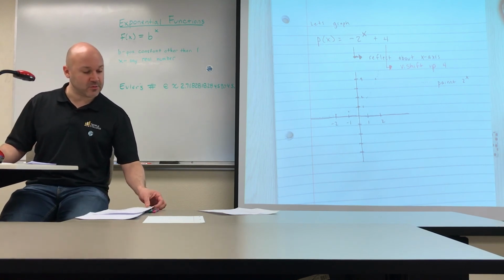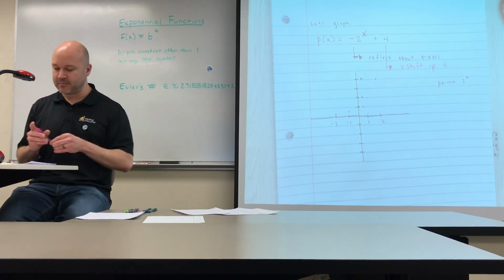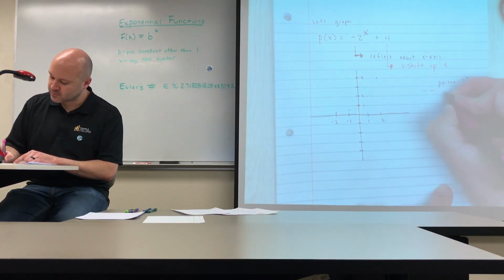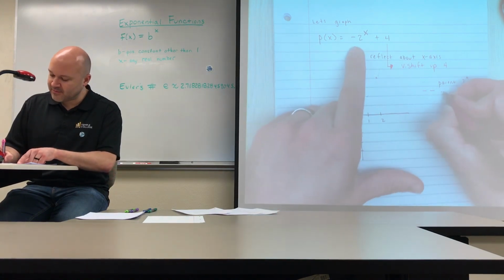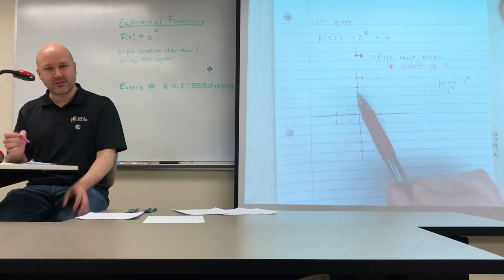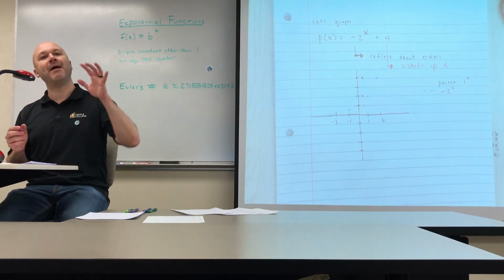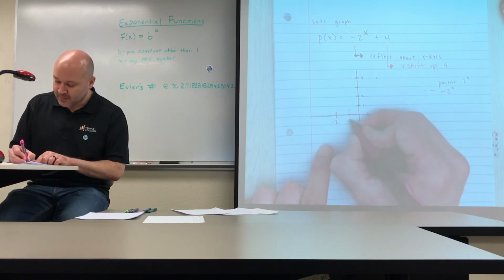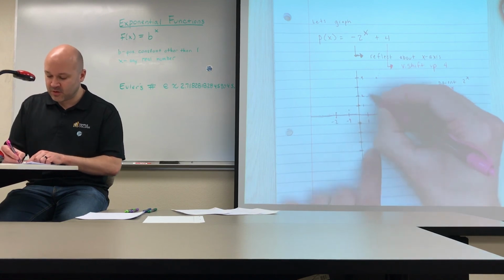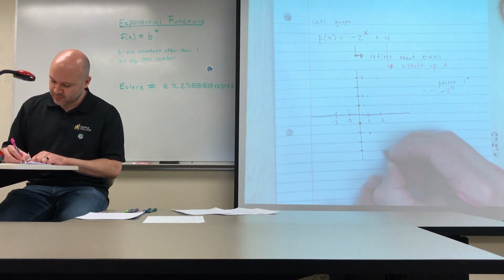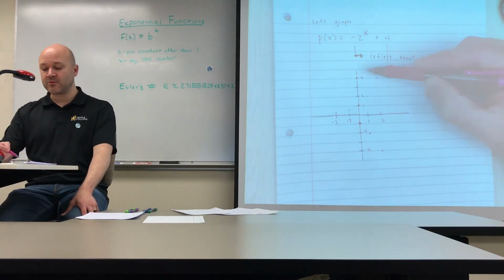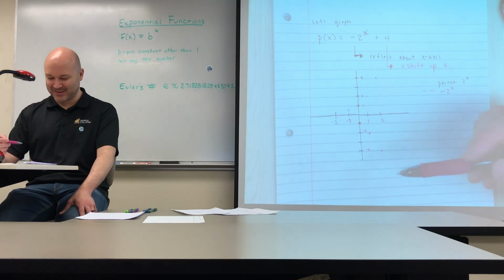Now, I'm going to apply a transformation. I'll just do one at a time. I think I'll take care of this reflection. So I'm going to graph negative 2 to the x power, and that's simply going to reflect those 5 points that I've got listed about the x-axis. So the positive quarter becomes a negative quarter. My y-intercept becomes a negative 1. Two was mapping to 4, so now 2 will be mapping to negative 4.